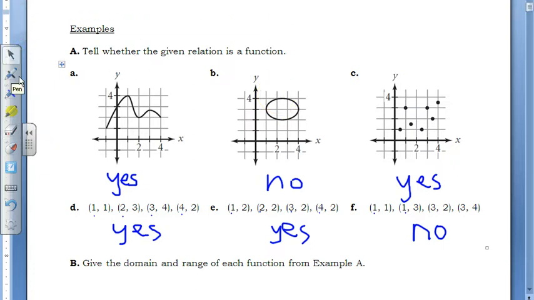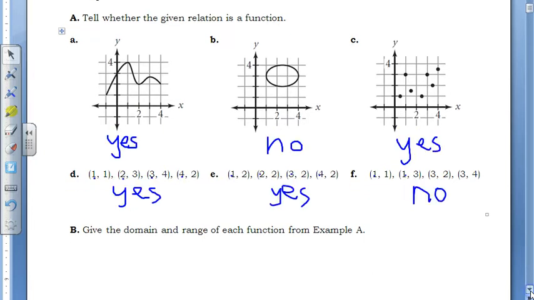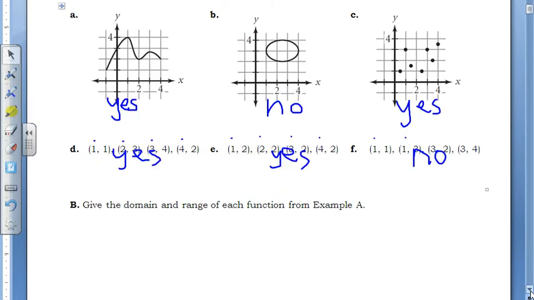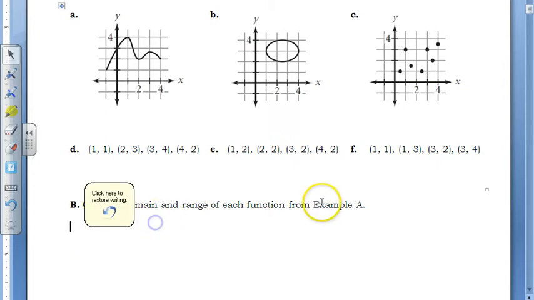Letter B says, give the domain and range for each function in example A. So I don't have to do all of the graphs, I just have to do the functions. So I'm going to do A and C and D and E. It'll be easier for me to type these, so I'm going to clear my ink.